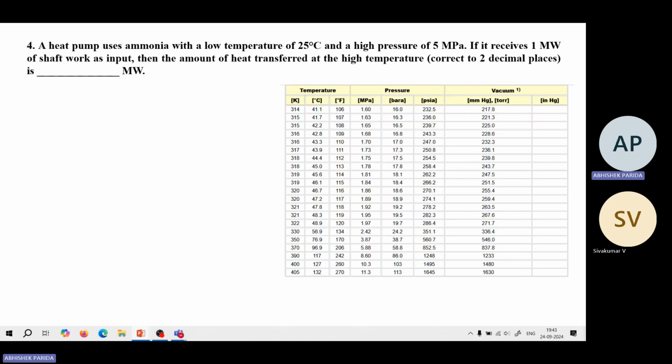Question number 4: a heat pump uses ammonia with a low temperature of 25 degrees Celsius and a high pressure of 5 megapascal. If it receives 1 megawatt of shaft power as input, then the amount of heat transferred at high temperature is dash megawatt. Can you solve this question? Right. Yes, sir. Doing, sir.